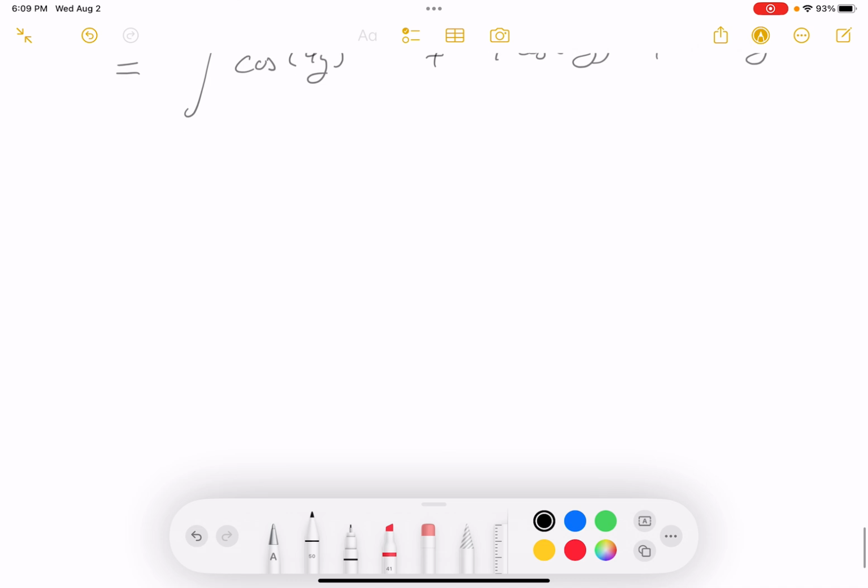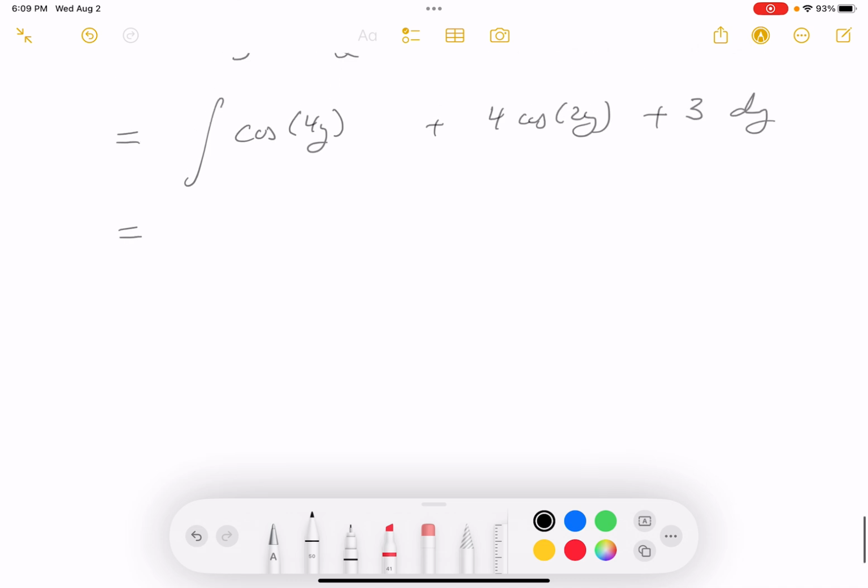I'm going to integrate it now. And what's that going to be? That's going to be sine of 4y over 4, plus sine of 2y over 2, but 2 goes into 4 2 times, plus 3y, plus some constant of integration.